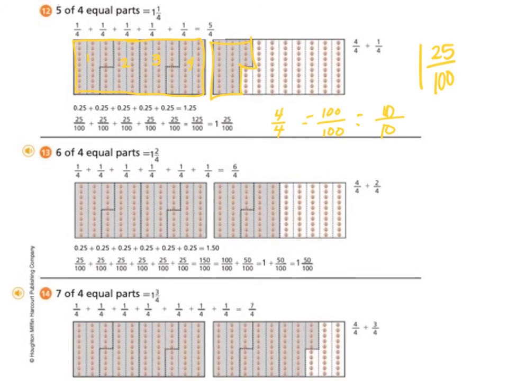I want you to take a moment here, look at this next one, and I want you to write both the fraction and the decimal for the pennies that are represented in this picture. When you have that written, I want you to give me a thumbs up so I can see that you have it written.